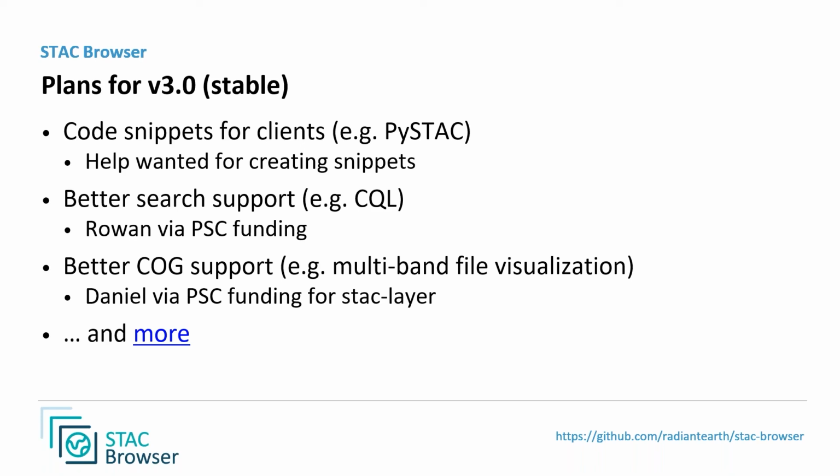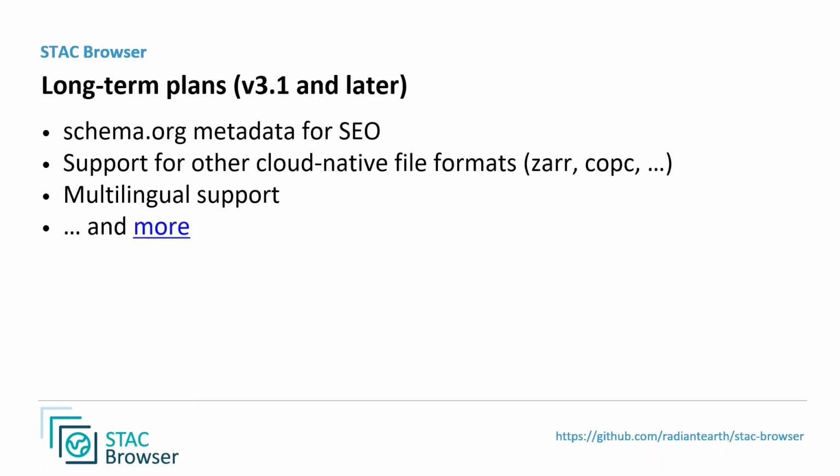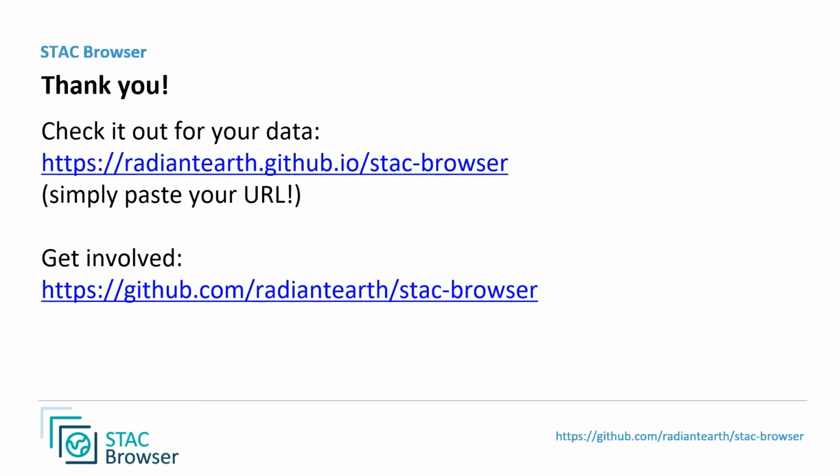Better search support, better COGs support, and more. Long-term plans are also to add schema.org metadata for search engines so that they can index the pages, support for other cloud-native formats like Zarr and COPC, and multi-language support. These are the URLs you could be interested in. You can check it out with your own data under the first URL. Just copy-paste the URL and it should show your data, and you can get involved on GitHub.